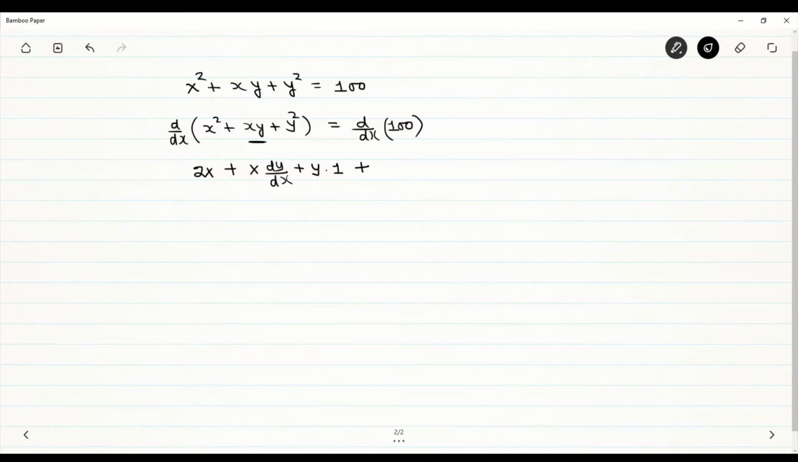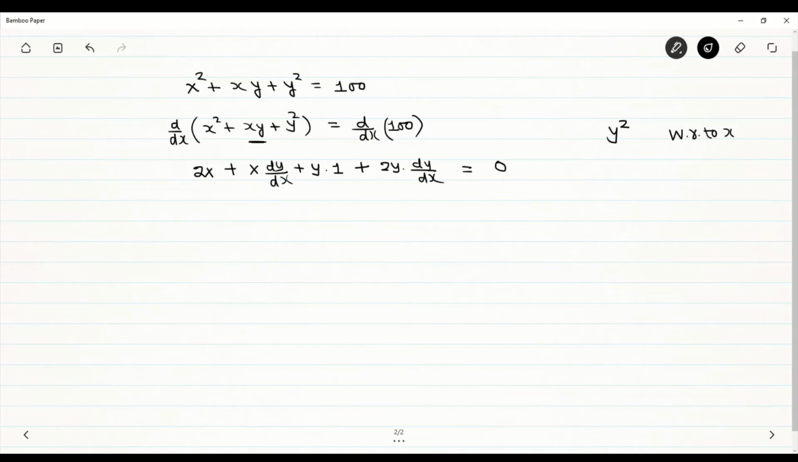So just understand it separately. Suppose I have a function like y square and I'm differentiating it with respect to x. It's very interesting. When we differentiate y square with respect to x, it becomes 2y times dy by dx, because I am differentiating with respect to x. The derivative of y square is 2y, but dy by dx will still be there because I am differentiating with respect to x. So it is 2y dy by dx, is equal to the derivative of 100, which is just 0.